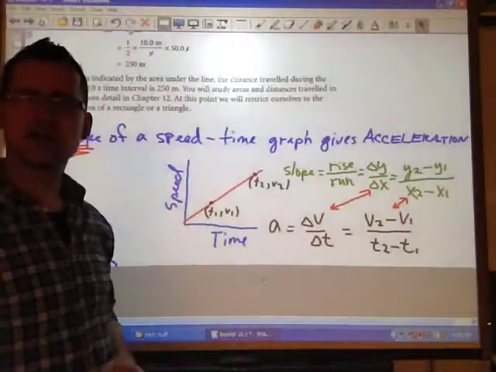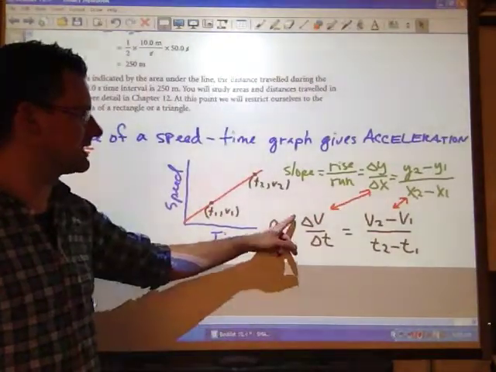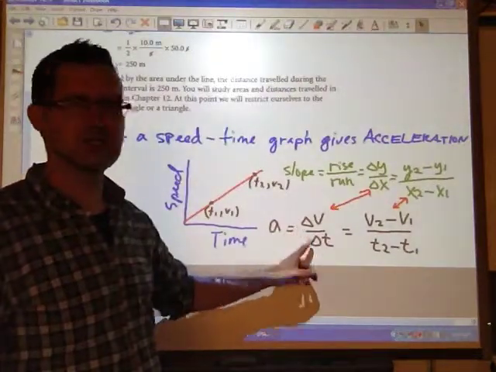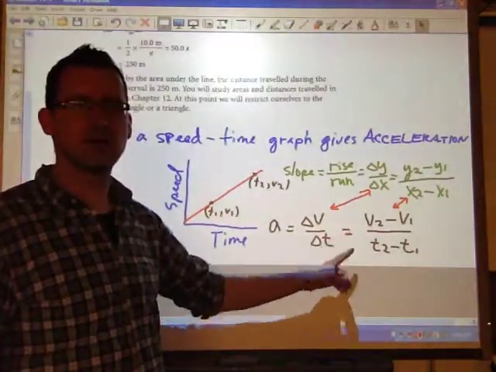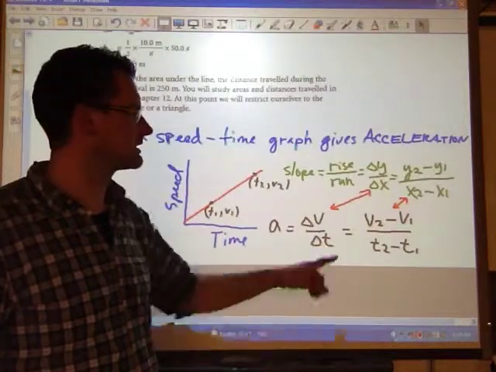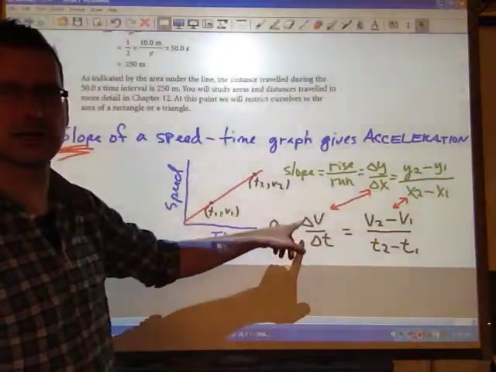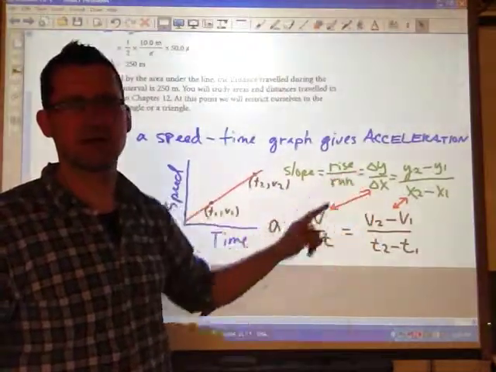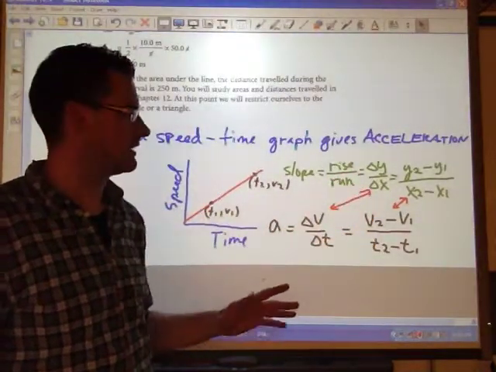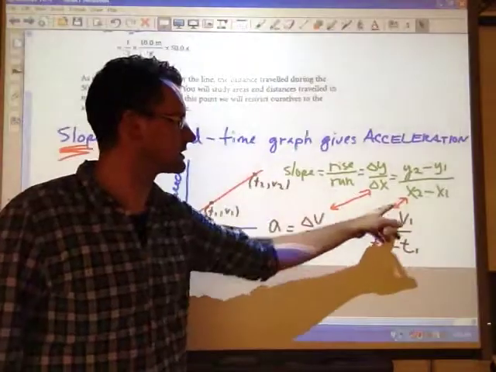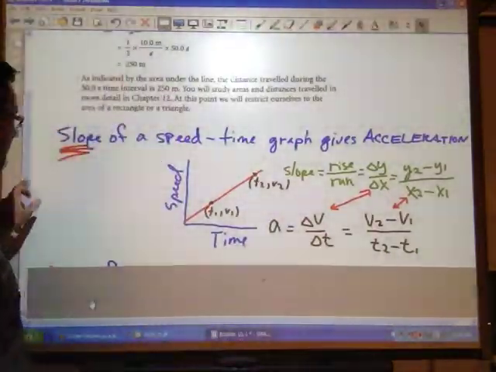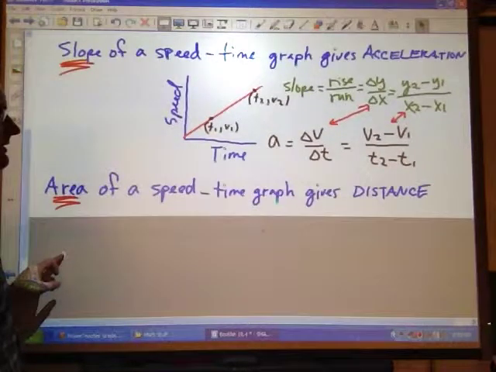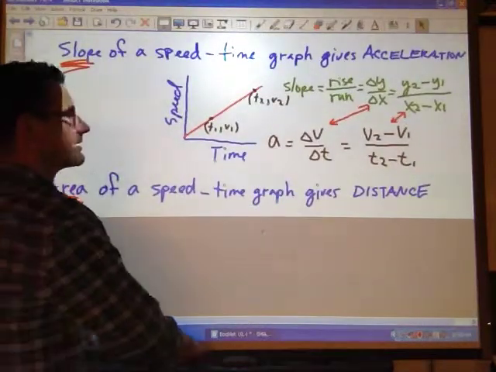Now, the actual variables we have are speed and time, so change in speed over change in time. To figure out a change in speed, v2 minus v1 over t2 minus t1. So you can see how similar it is here. Once you know what the y and x variables are, it's really the same calculation. And the formula is the same as a slope calculation there, as you can see. Okay? And of course, area of a speed time graph gives distance.